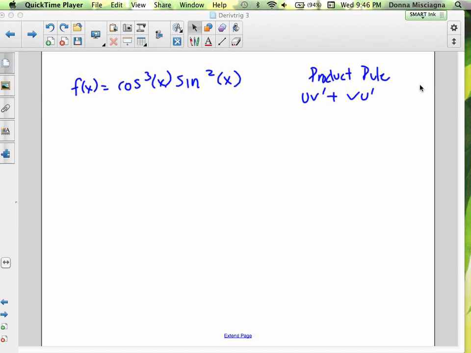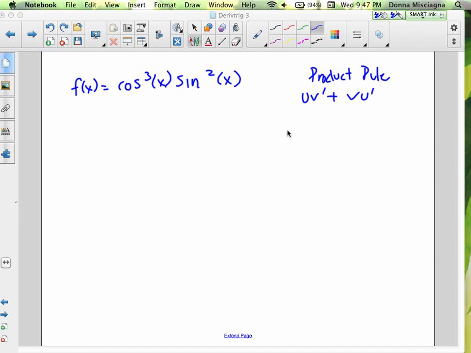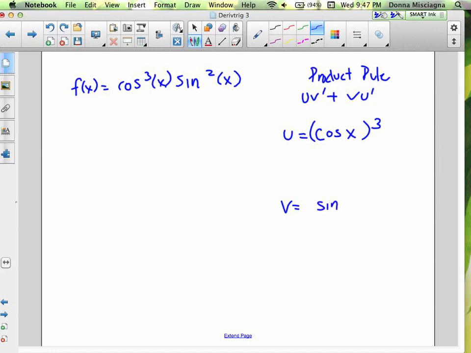Welcome. All right, so now let's continue on with this problem. We have a product rule, and we have a chain rule. So u here is equal to, and we can think of that cosine cubed x as just cosine x all cubed. And then the v is sine x all squared. All right, so we got a chain rule here.